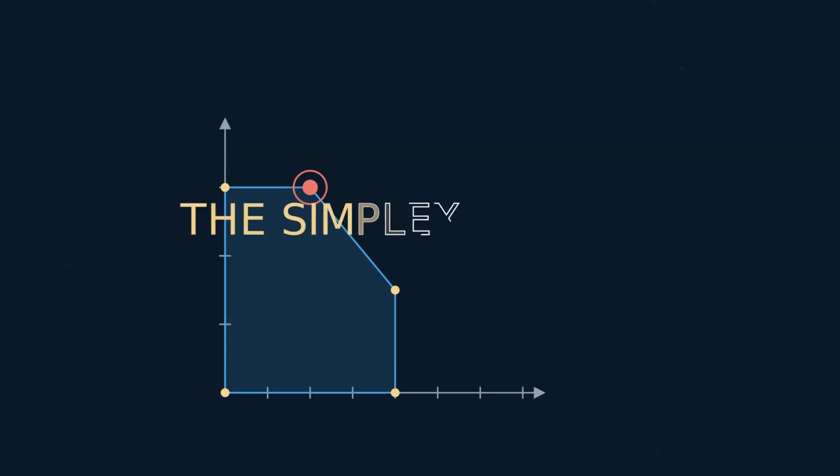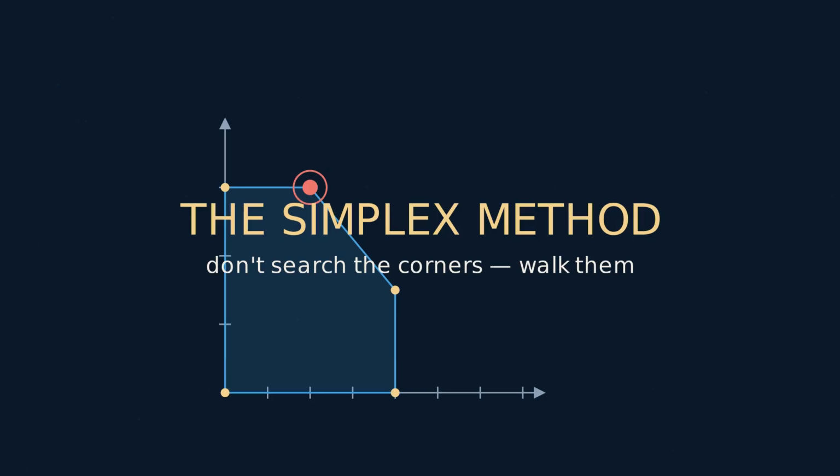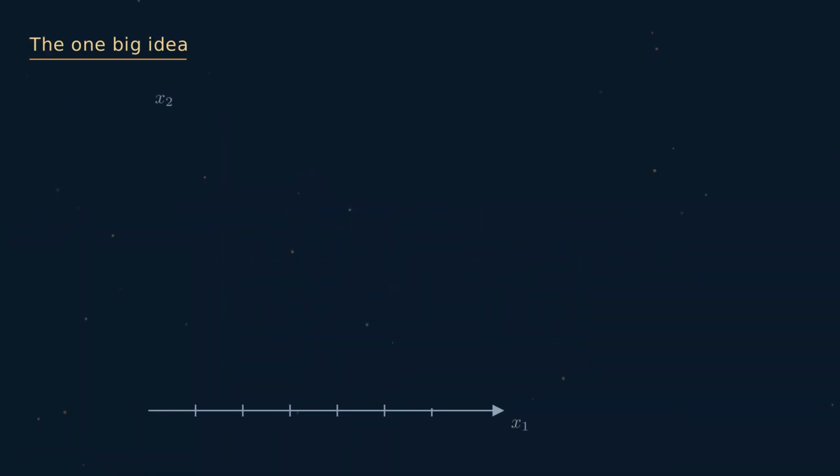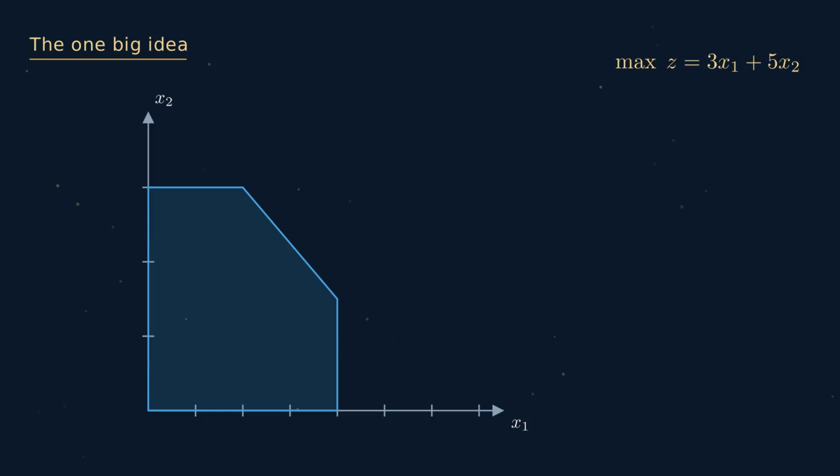In 1947, George Dantzig found the way out. Don't search the corners. Walk them and let each step take you somewhere better. Keep this picture in your head for the whole lesson. A profit to push as high as possible, and a fenced region of plans you are allowed to choose from.